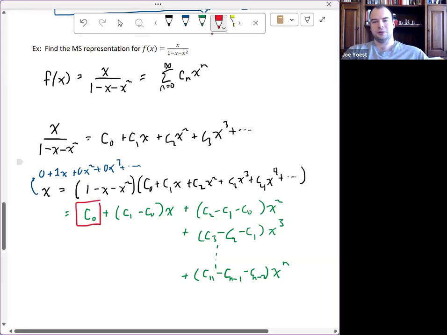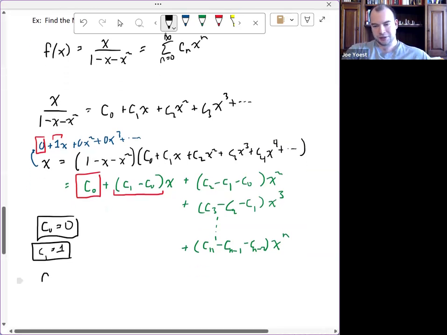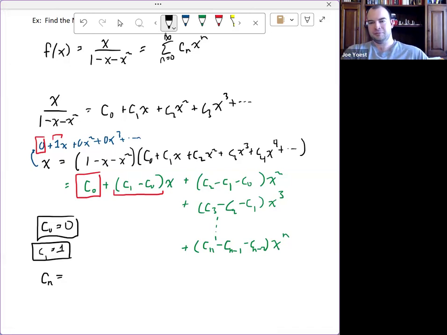And now I see that my constant term on the right has to match with the constant term on the left. So C naught must be 0. I see that C1 minus C naught has to be 1, or, well, C naught is 0, so C1 has to be 1. And then for everything else, Cn, that's a 0 on the right-hand side, has to be equal to Cn minus 1 plus Cn minus 2. My first C minus the other 2 has to give 0, so I can pop those minuses onto the other side as pluses, for n bigger than or equal to 2.